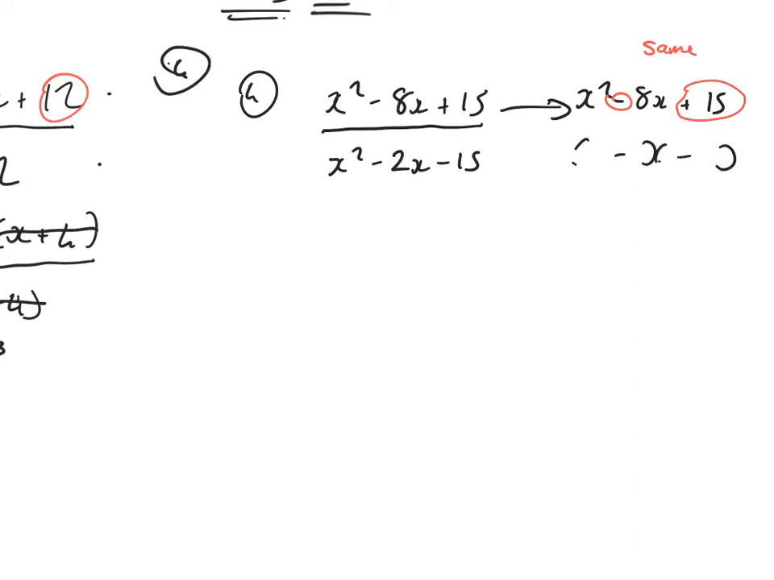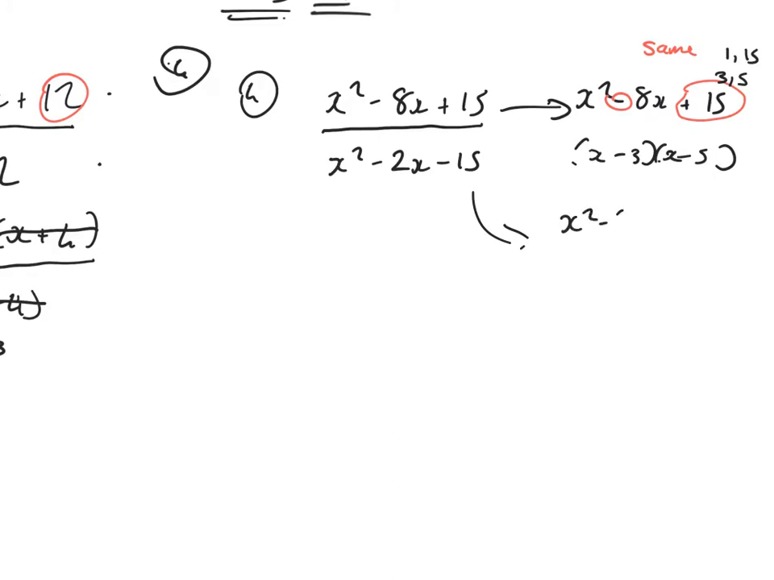Okay, so then I think about my combinations for 15, so that's 1 and 15 and 3 and 5. Which pair can I use to add together to give minus 8? That will be minus 3 and minus 5. So minus 3 times minus 5 is plus 15, and minus 3 minus 5 is minus 8. Okay, now let's take care of the bottom.